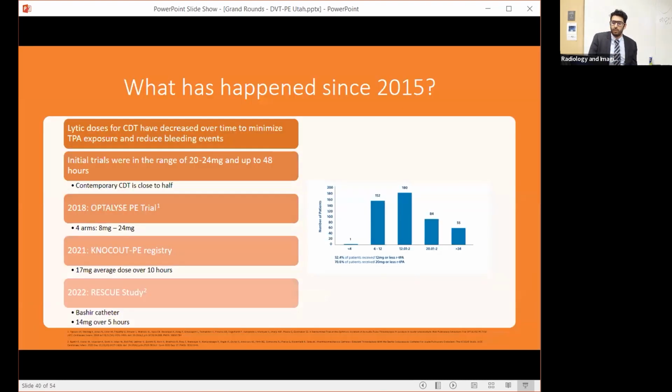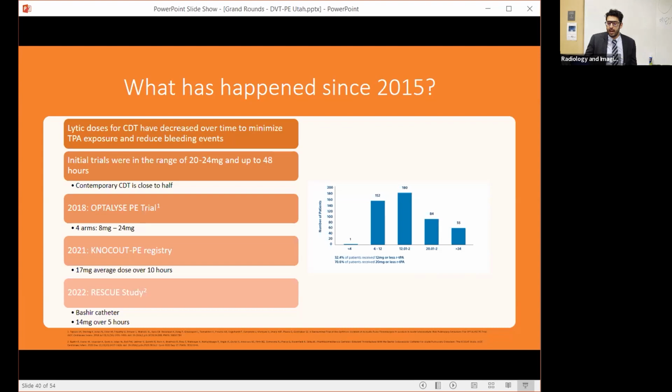In addition, the way we do CDT has also changed since 2015. Historically, we used to just put up infusion catheters, leave the patient for 24 hours, bring them back and take it out. And those patients got a lot of TPA. They got potentially 24 milligrams over 2 days. Contemporary CDT, for the most part, is basically half of that now.